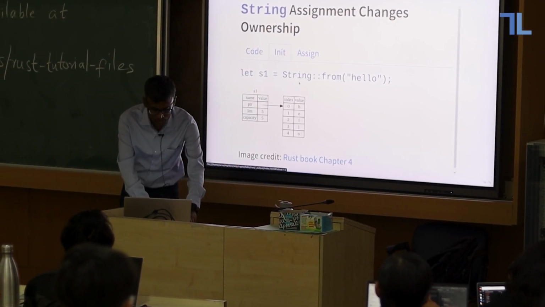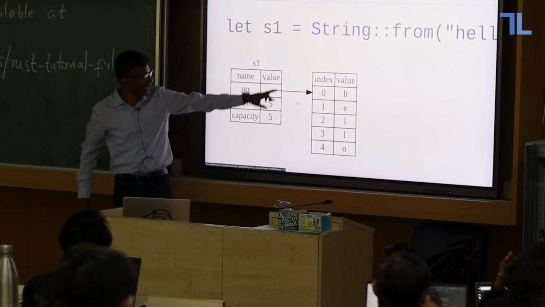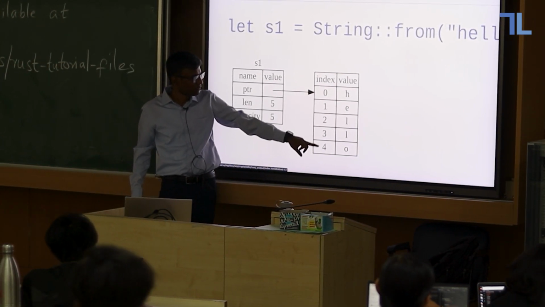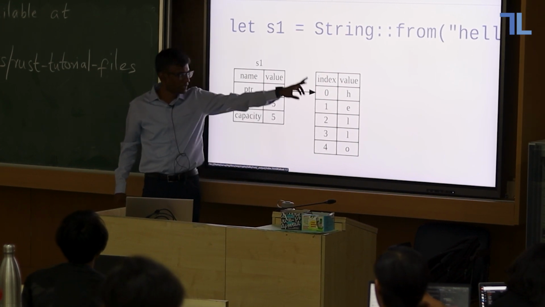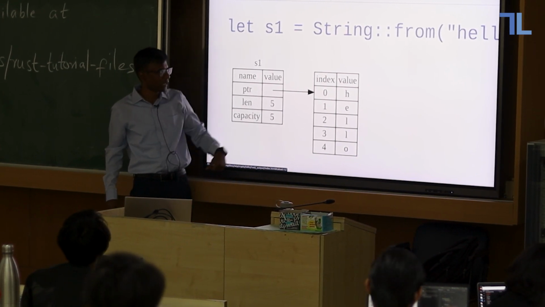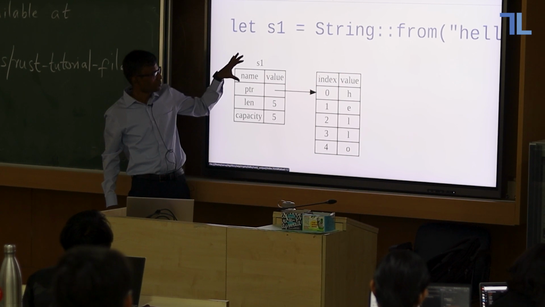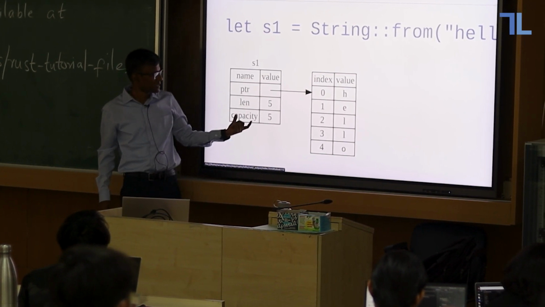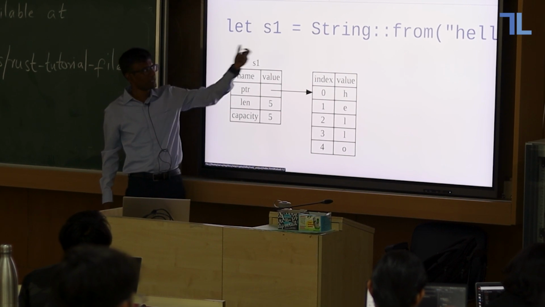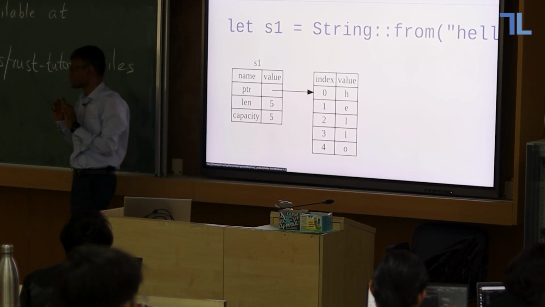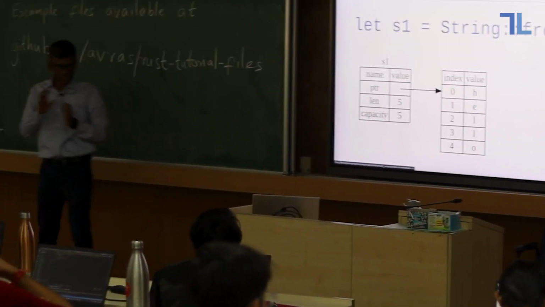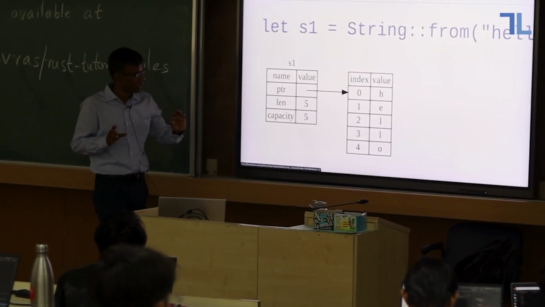When you write S1 is equal to String::from("hello"), first an array is allocated. It has 5 locations where the 5 characters of hello are stored, and the value S1 is actually a pointer. It has a length of 5 and a capacity of 5. So String is an allocated variable whose size can change during runtime. So it's allocated in memory.